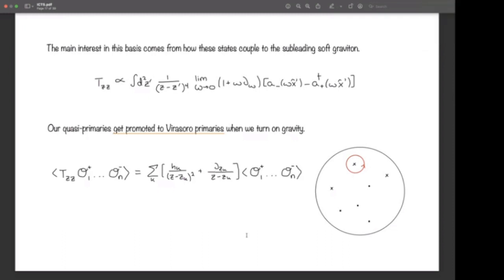Okay. Yeah, I have a question. Is the understanding that you always work in the collinear limit because that gives rise to the OPE, or are there ways of working beyond the collinear limit in the bulk?